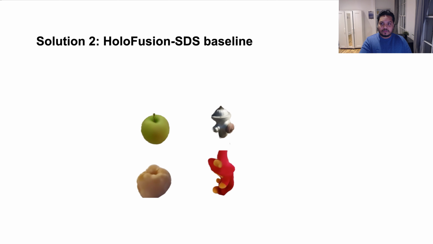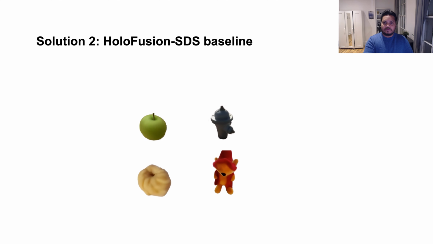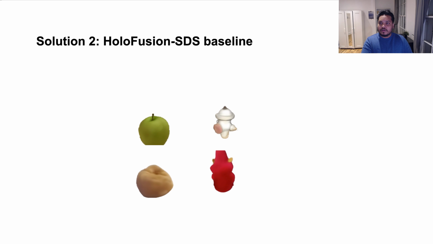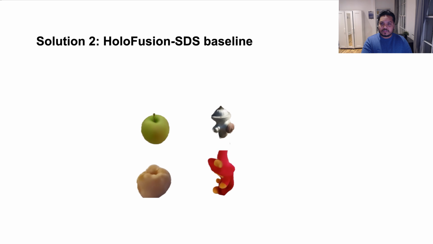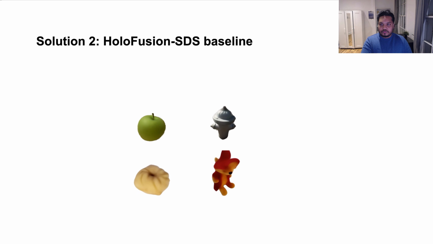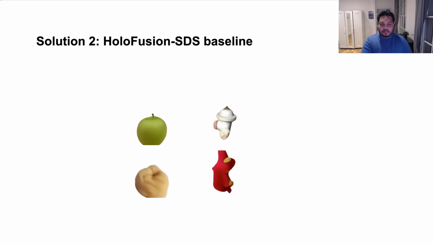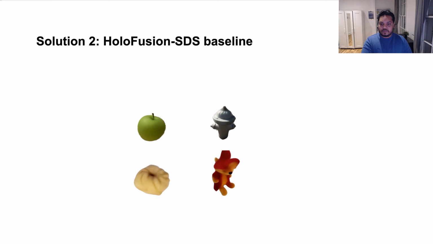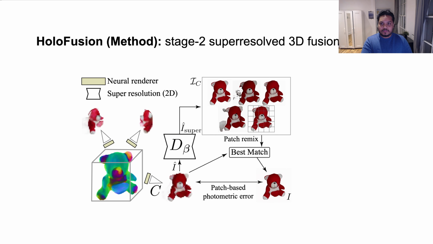We then form the HoloFusion SDS baseline, which uses the score distillation sampling loss as proposed by DreamFusion to fit our high-resolution feature voxel grid instead of the mean squared error. Although the flickering is greatly reduced here, the SDS loss inhibits all high-frequency details and makes all the samples overly smooth and slightly off-colored. Thus, to overcome these issues, we propose a patch remix technique.